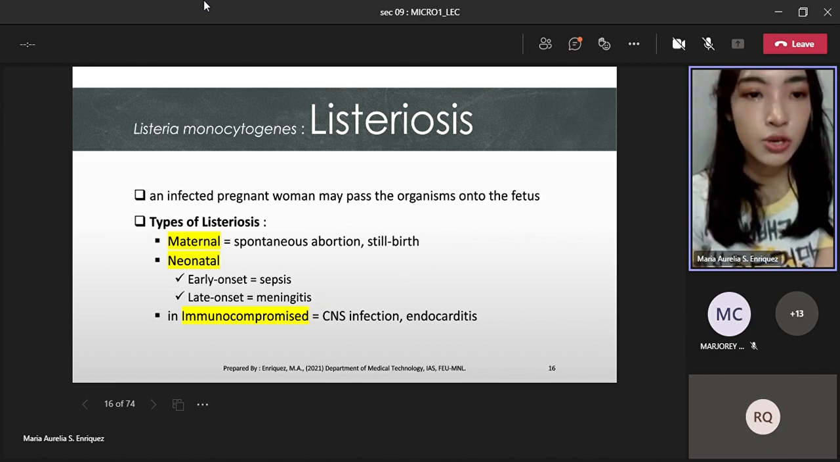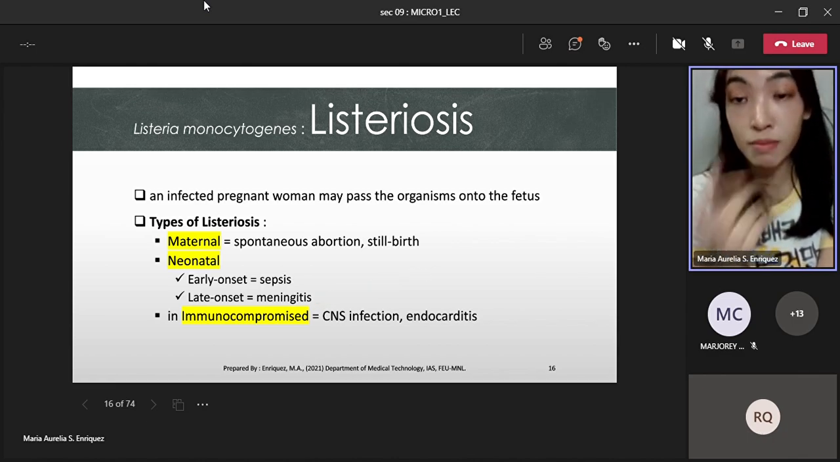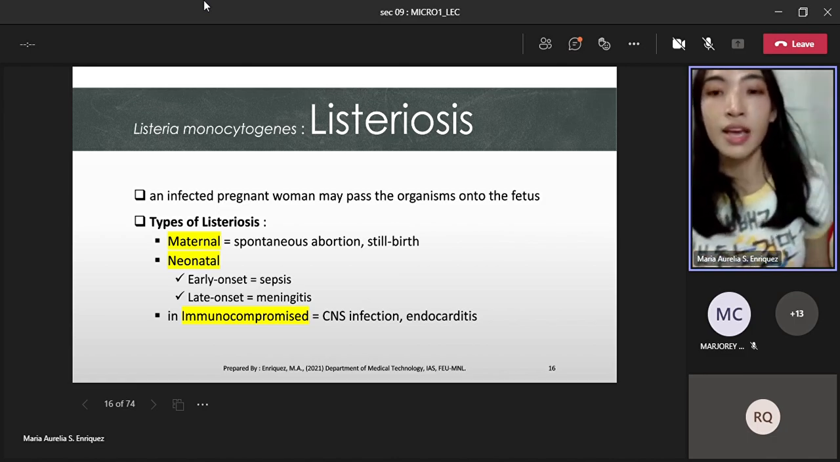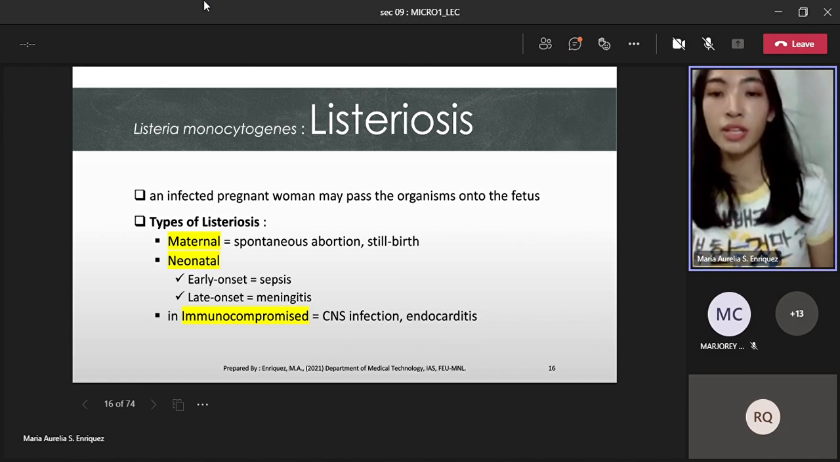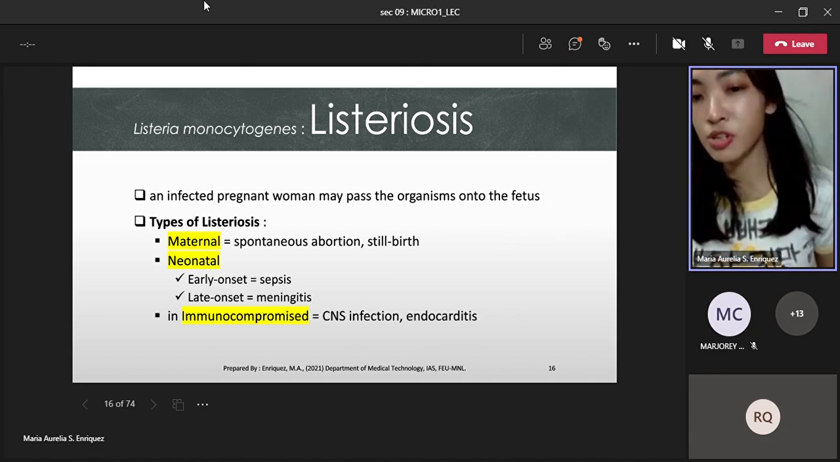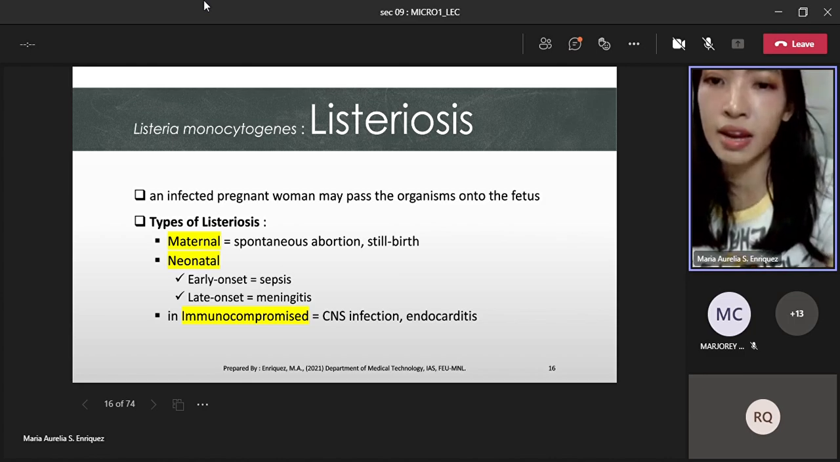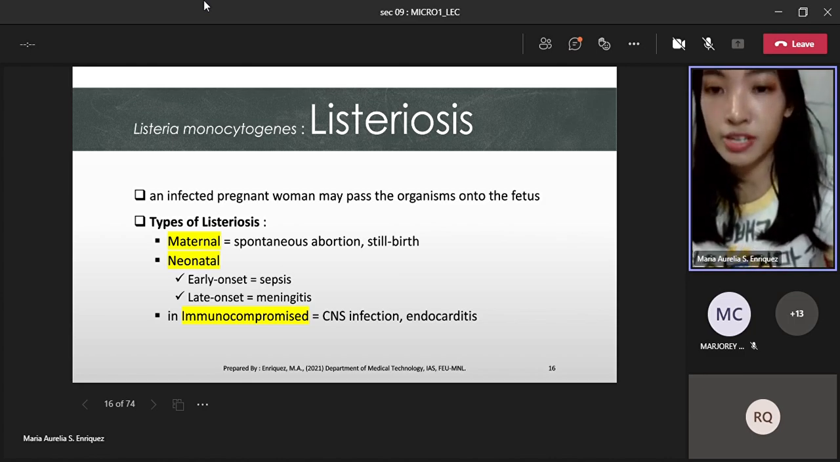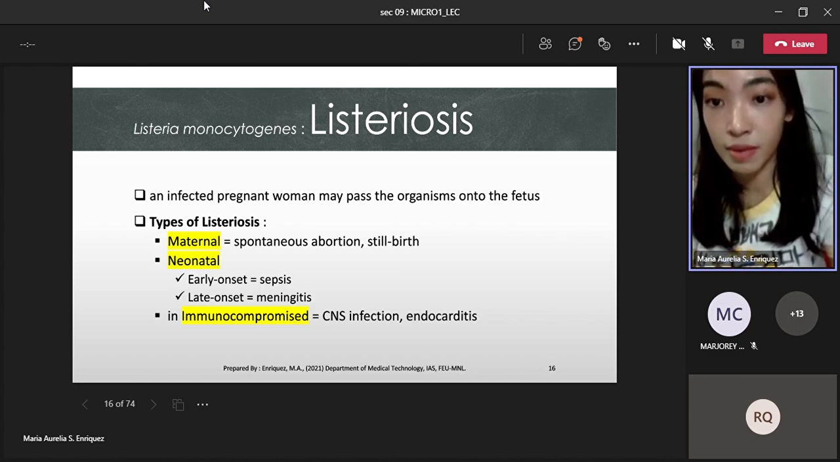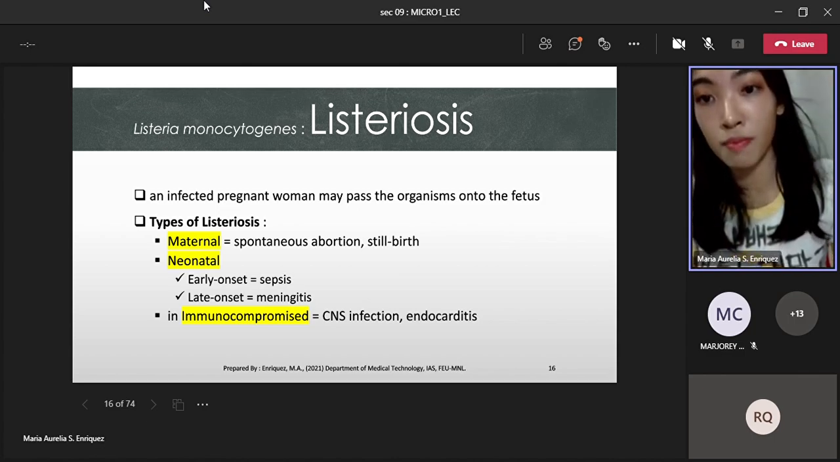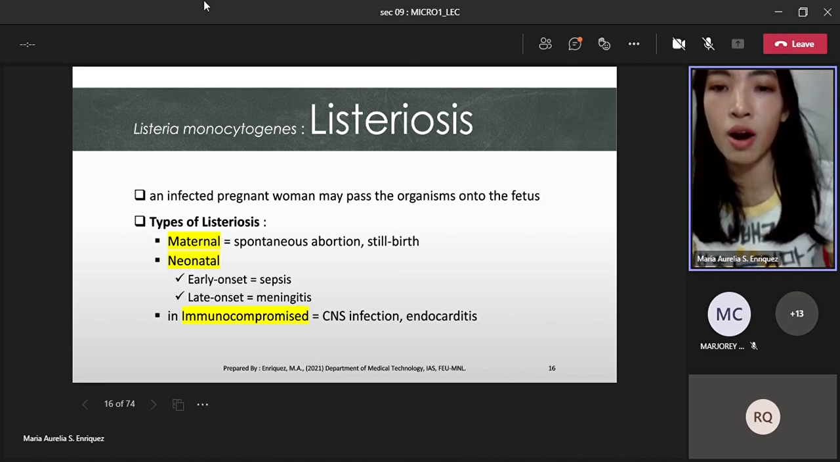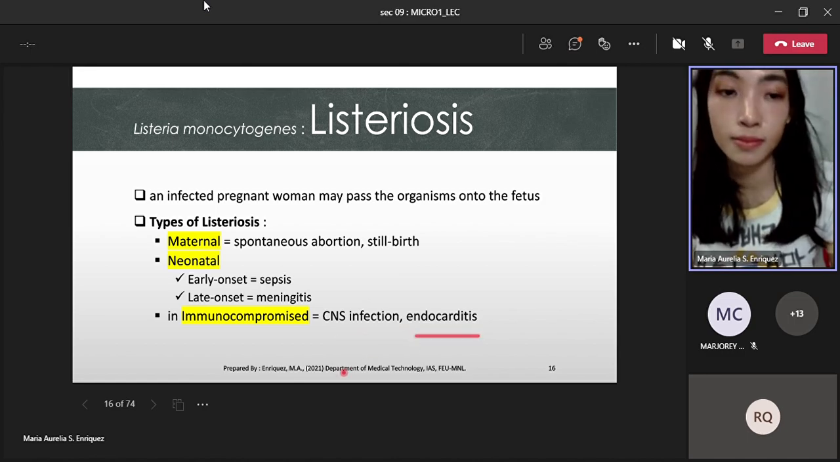Now, let's look into the listeriosis for immunocompromised individuals. Invasive listeriosis is commonly observed in persons who are immunosuppressed and also in older adults, and particularly those patients that are receiving chemotherapy. So the most common manifestation of listeriosis in immunocompromised people are CNS infections and endocarditis.